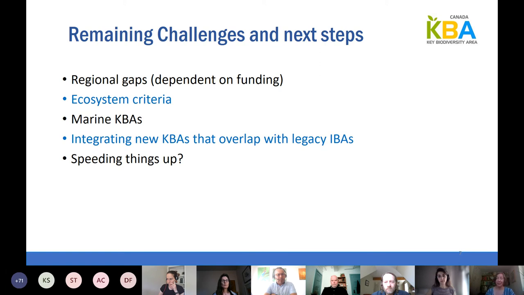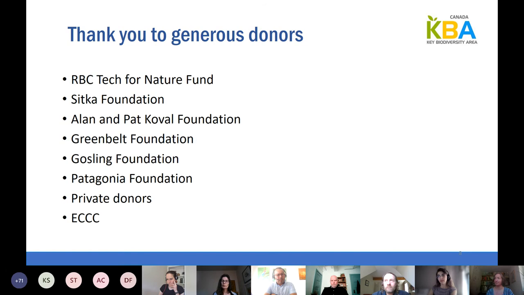And then finally, we hope to speed things up now that we're, as I said, full speed ahead. There's a huge demand for these products. I'm getting emails all the time from both government departments and planning departments, IPCA development proposals, wondering whether there's information about KBAs that can feed into these processes. That's fantastic, and we just want to be able to provide that output, and we don't have it quite ready yet, but we're almost there in many different regions.